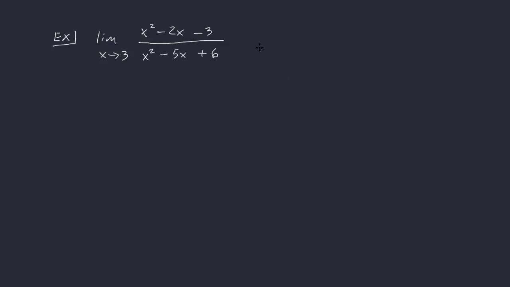So when you plug this in directly, you'll get 3 squared minus 2 times 3 minus 3, all over 3 squared minus 5 times 3 plus 6, which is 9 minus 6 minus 3, all over 9 minus 15 plus 6. In both cases, this is going to give us 0 over 0. All right, so a 0 over 0 case.